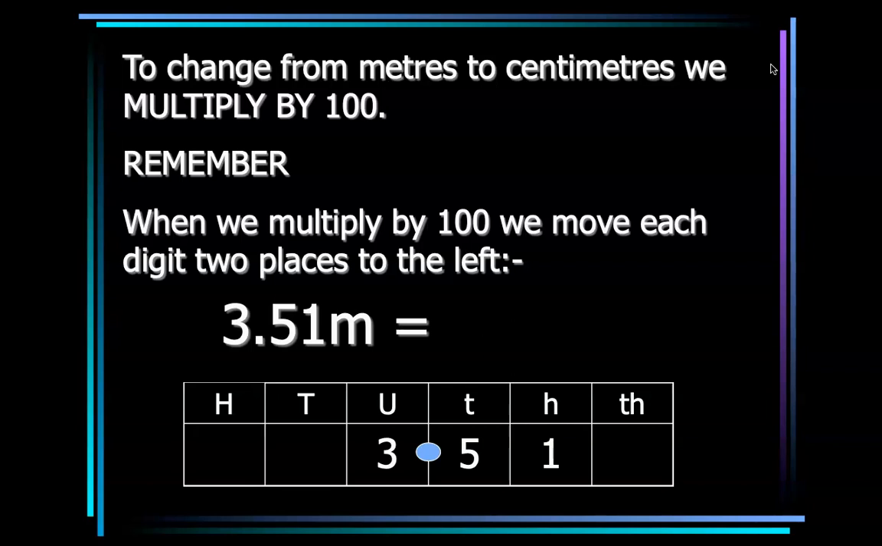Now we want to go from meters to centimeters, and here we just do the opposite. So we multiply by 100. So there you can see it says, remember, when we multiply by 100, we move each digit 2 places to the left because now they are getting bigger. Okay, so there you can see the 3 will move 2 places from the unit to the 100, the 5 will move 2 places from the tenth to the 10, and the 1 will move from the hundredth to the unit, and 3.51 meters is 351 centimeters.